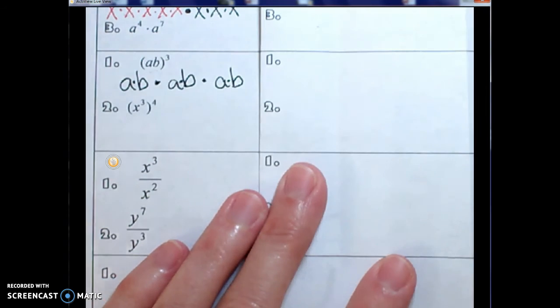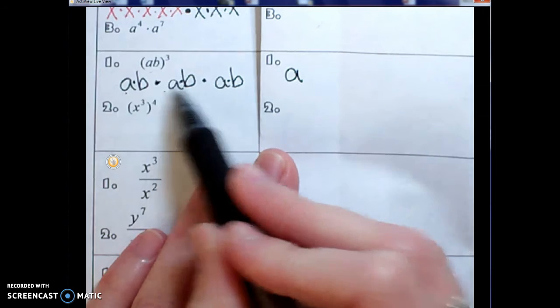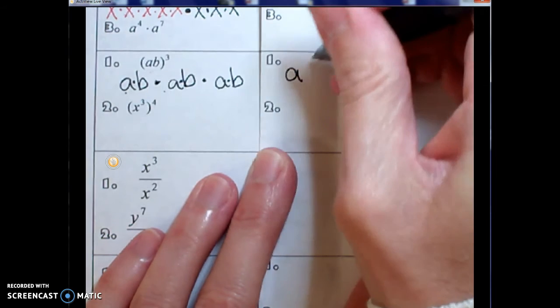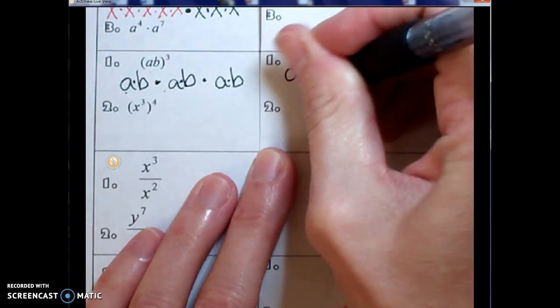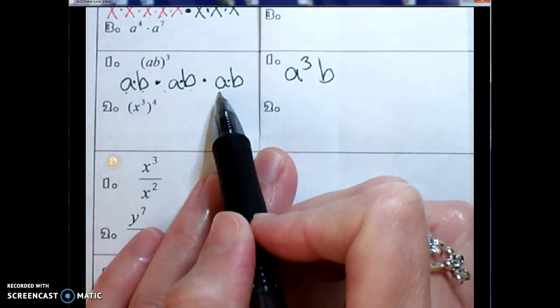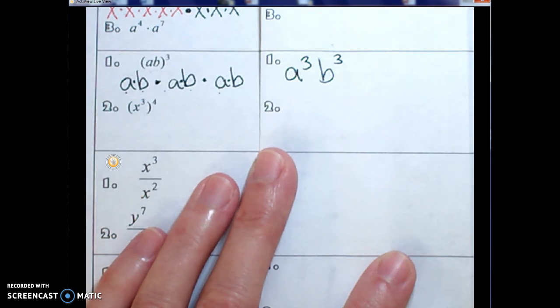So I have 2 different variables here. First off, I have an a. How many times is a being multiplied with other a's? 3. So I write a to the third. I also have a b. How many times is b being multiplied by another b? 3. b to the third. So that would be my simplified form: a to the third, b to the third.